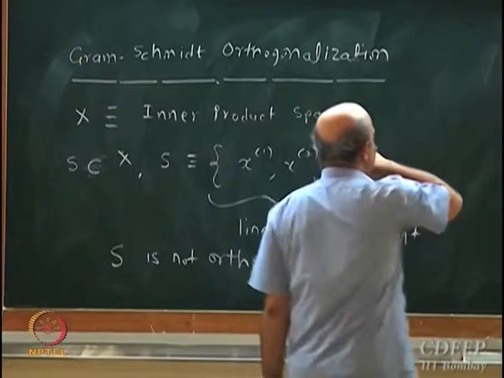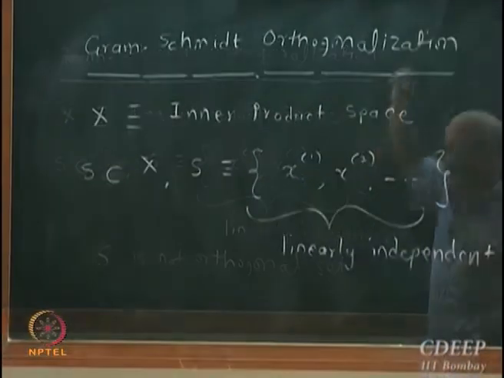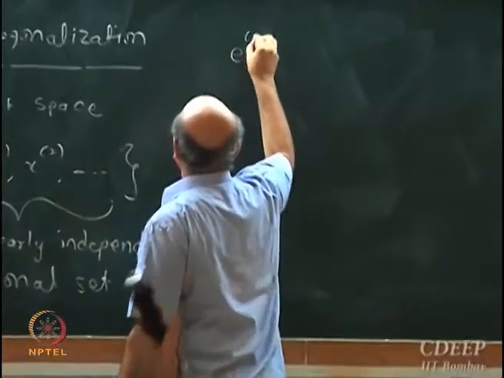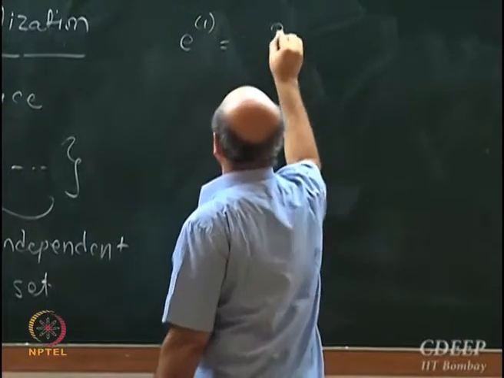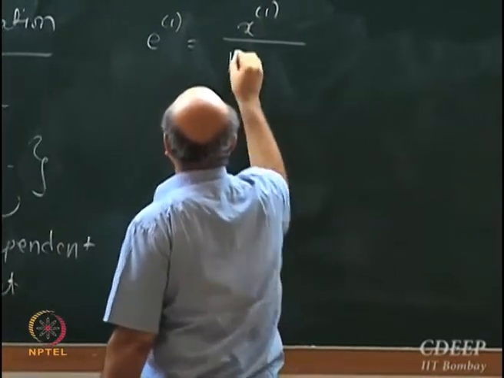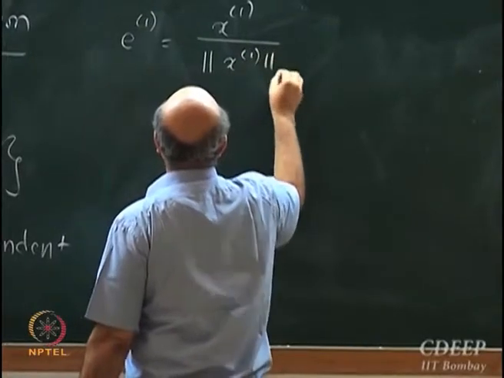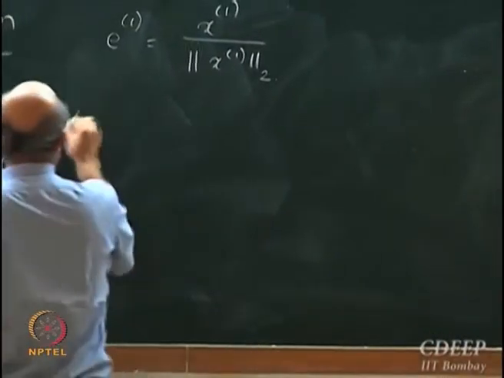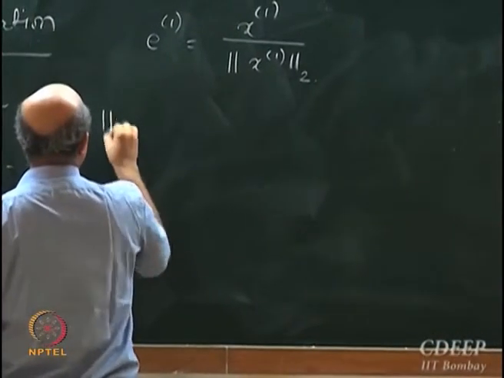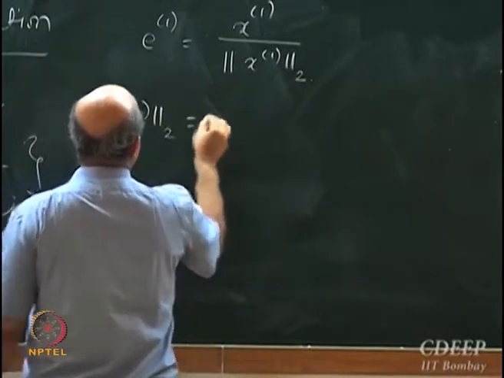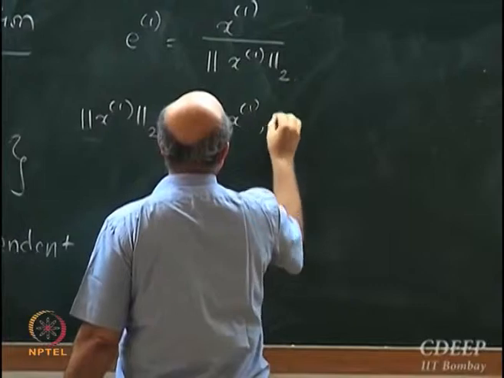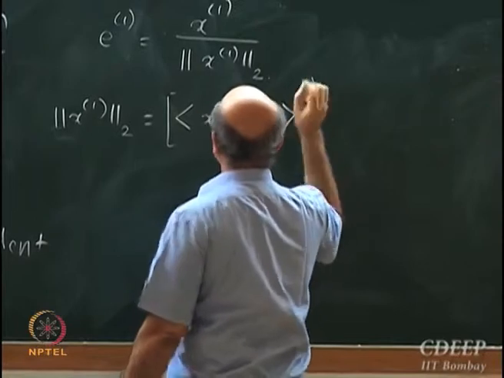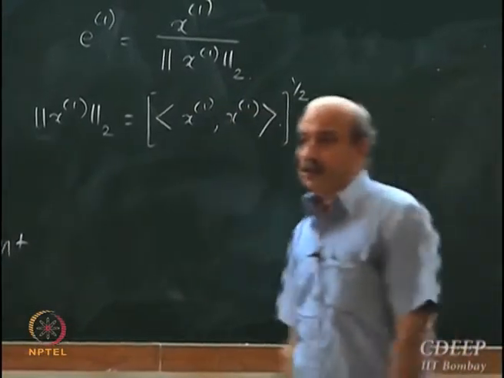I start by defining a unit vector. So my E1 is going to be x1 divided by norm x1. Well, inner product defines a norm, so my norm x1 is nothing but the inner product of x1 with itself raised to half. So this is my first vector.